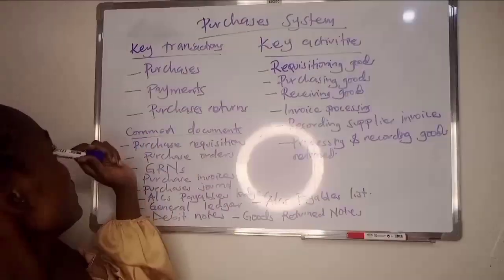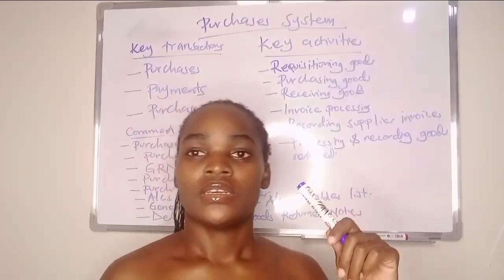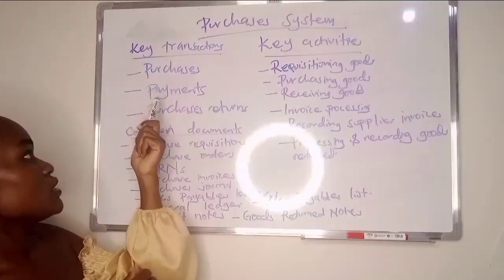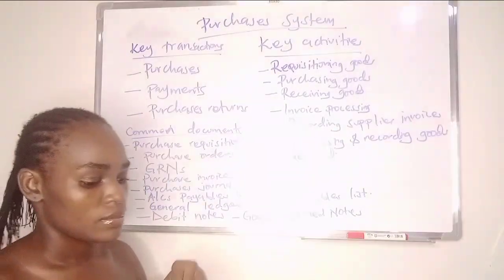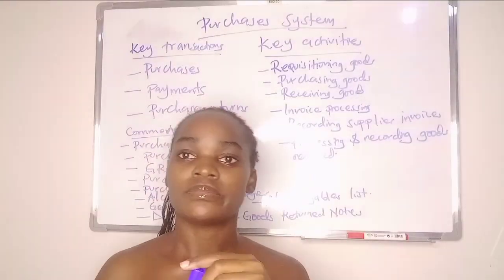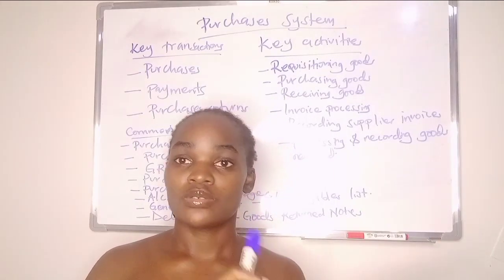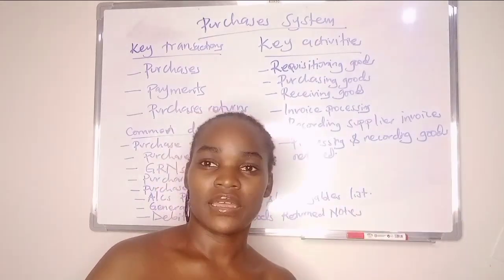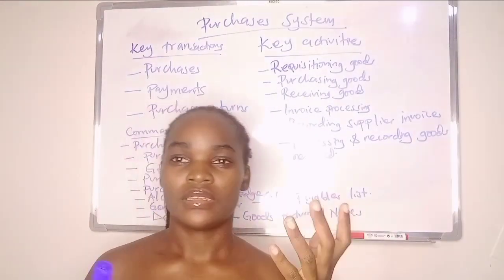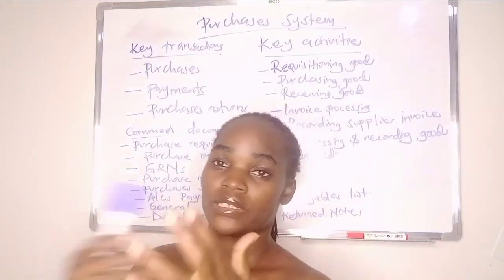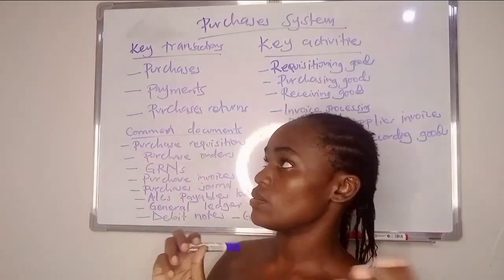So key transactions in the purchases system. The first one is purchases. Purchases is all about buying goods, but when those goods are for sale, you buy them to sell them. That's purchases. You purchase goods so that you can be able to sell them.